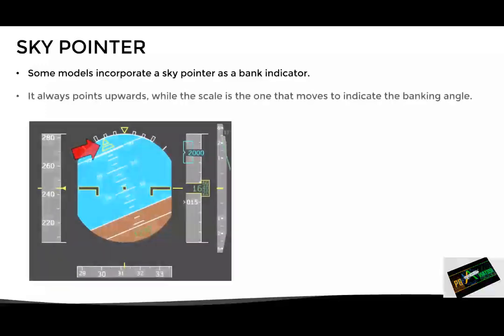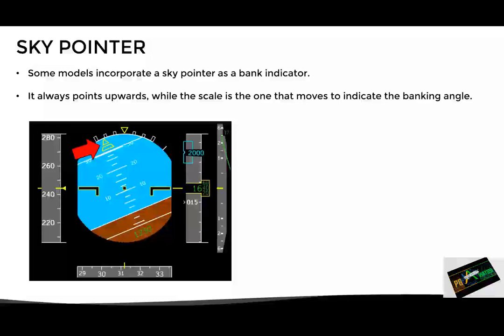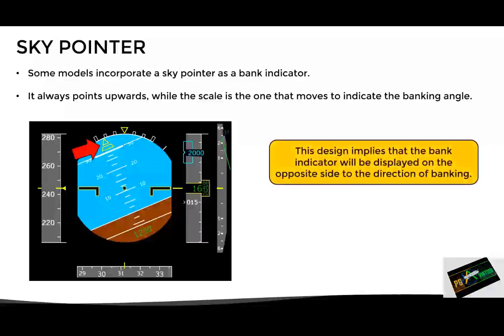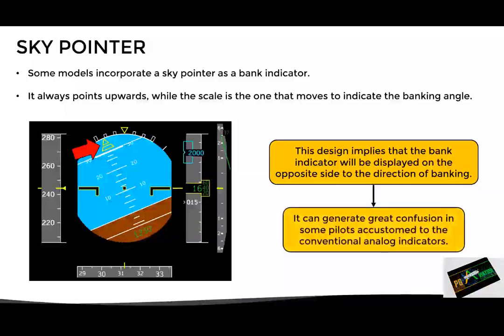Now, in all of these examples, a conventional bank indicator was used. However, some attitude indicators incorporate a sky pointer as a bank indicator. Basically, a sky pointer is a bank indicator that remains fixed pointing upwards, while the banking scale is the one that moves to indicate the bank angle. As a consequence of this design, when the aircraft starts banking to one side, the sky pointer will move to the opposite side. In this example, as we can see, the aircraft is banking to the right, while the bank indicator is on the left side of the scale. This can be quite confusing for some pilots, especially those who usually fly with conventional bank indicators.